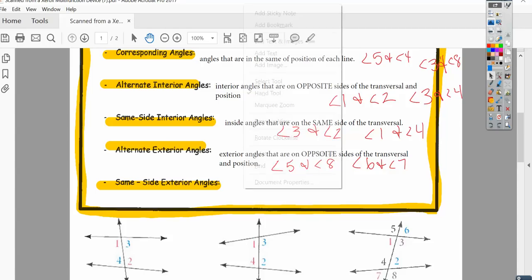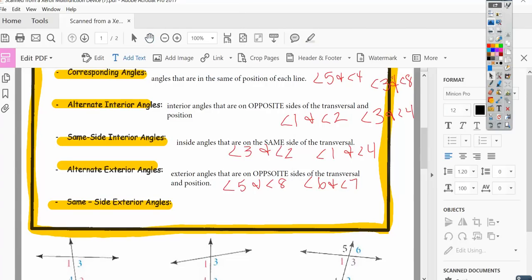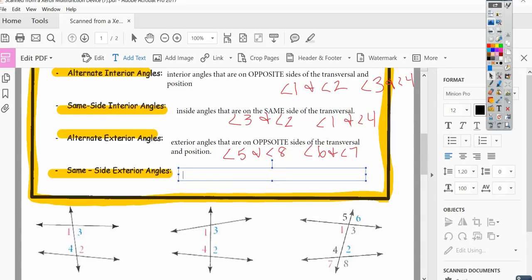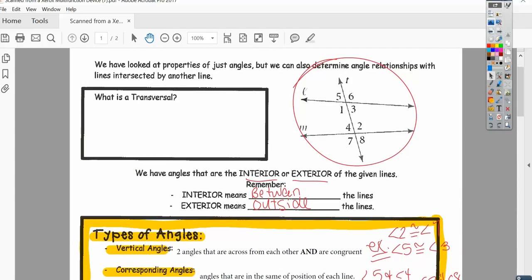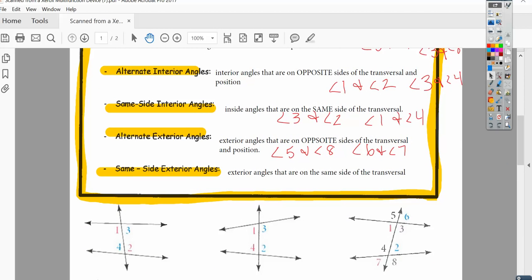So then obviously, same side exterior angles, they are exterior angles that are on the same side of the transversal. So if you go back and you look at your picture, what angles are same side exterior? That would be 5 and 7 or 6 and 8. So I would write angle 5 and angle 7 and angle 6 and angle 8. Okay?